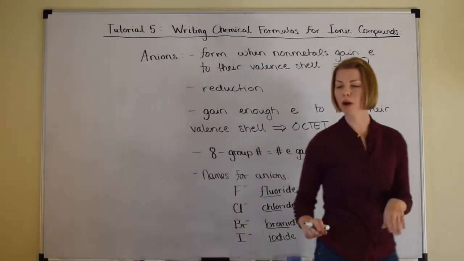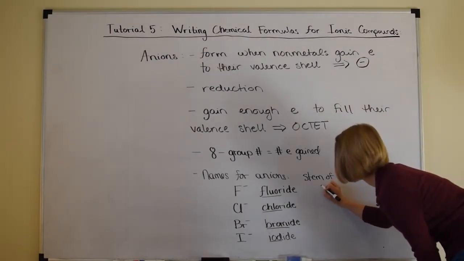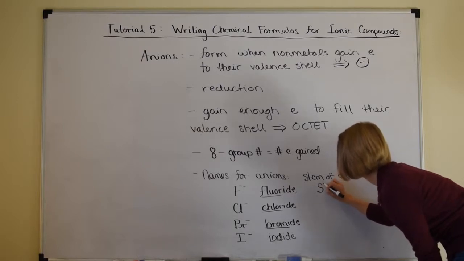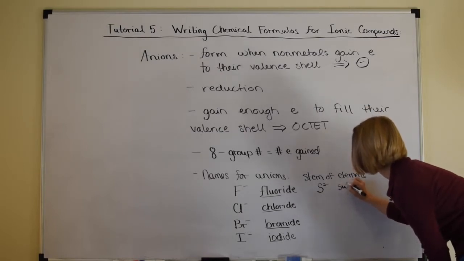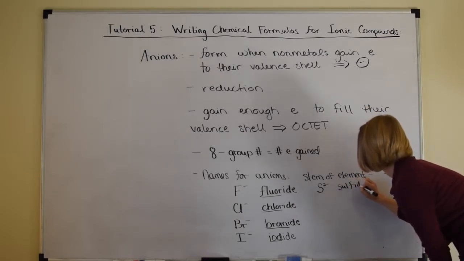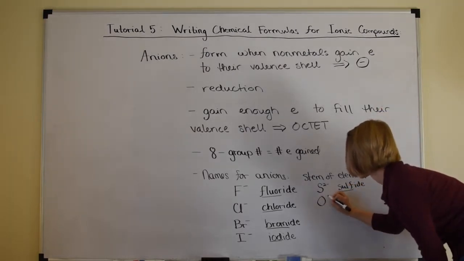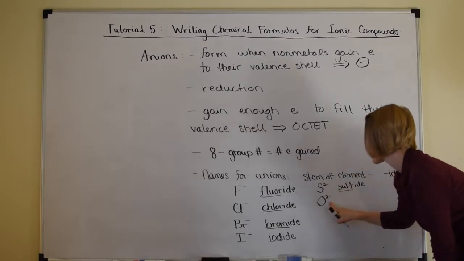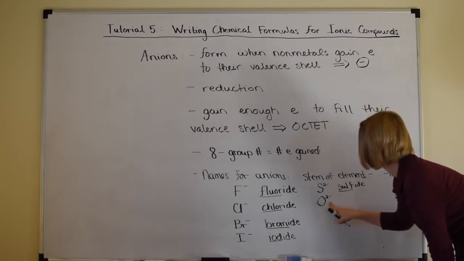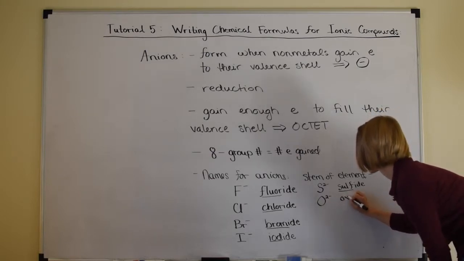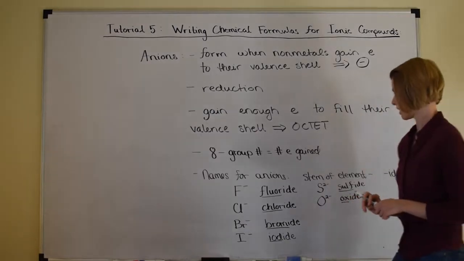A few more that you're probably going to run into in your introductory chemistry class. Let's go ahead and write sulfur. So when sulfur gains 2 electrons, because it's a group 6 nonmetal, it becomes a sulfide. Sulfur becomes sulfide. And let's write down oxygen. Also a group 6 nonmetal, so it's going to gain 2 electrons to fill up its valence shell and achieve octet, and it becomes oxide. Not oxygen, but oxide. So I underline the stems there.